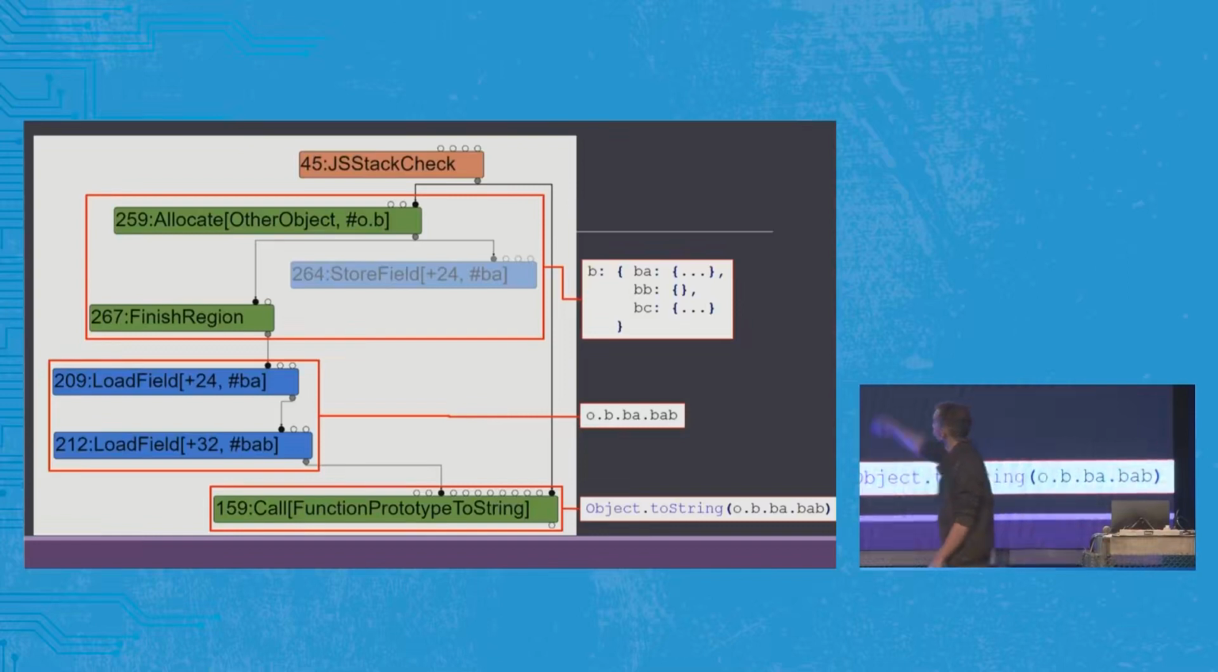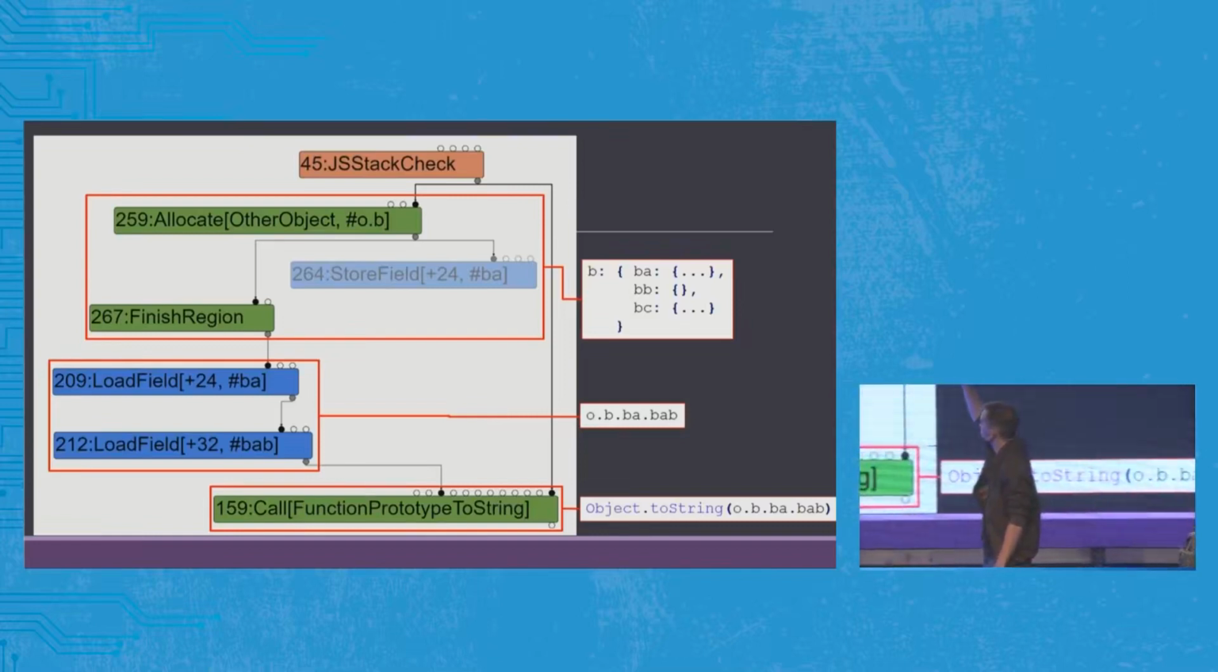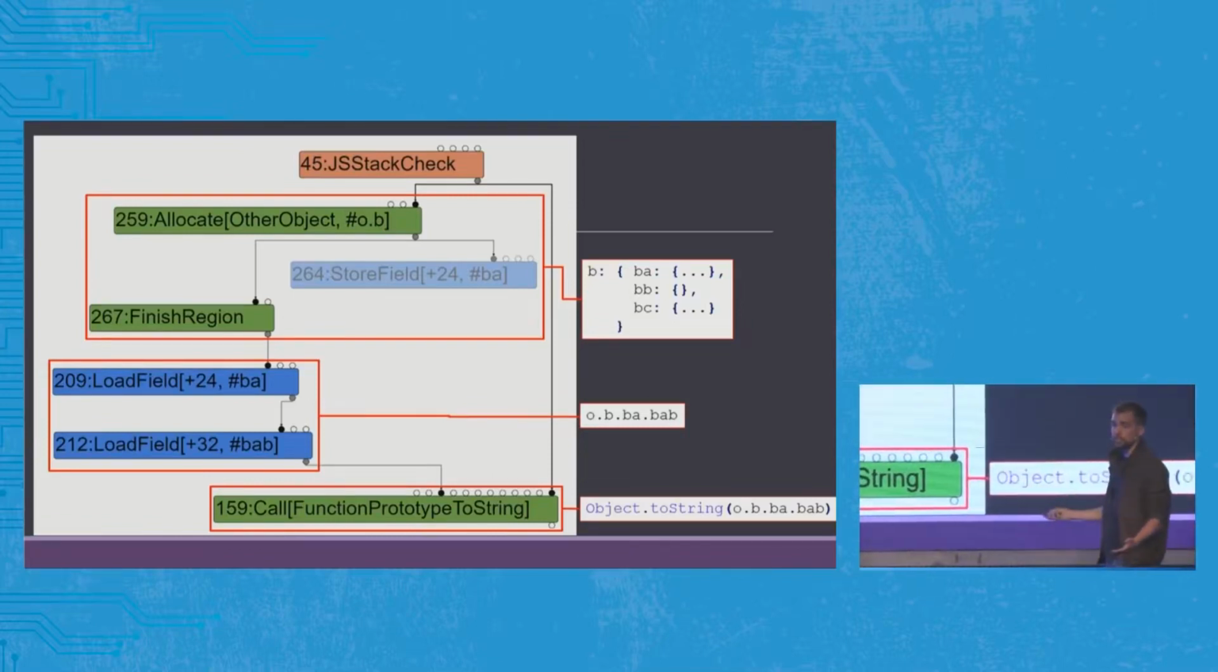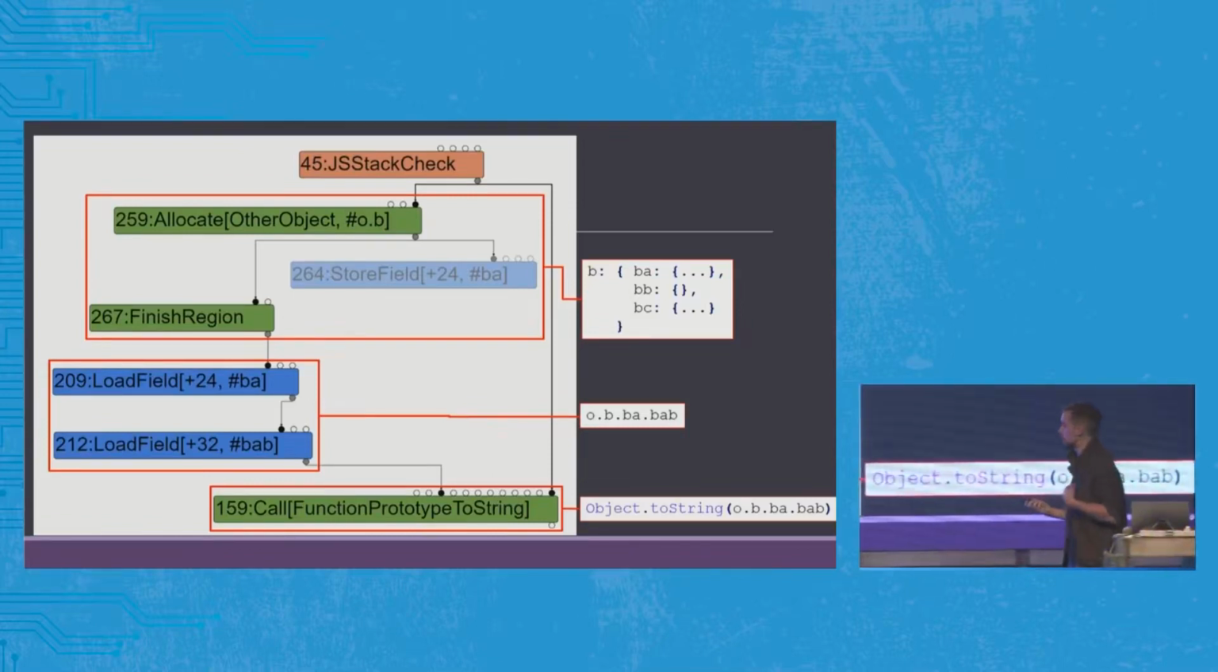And so because store field BA right here is not actually running, load field BA is going to be loading uninitialized memory from the stack, from whatever memory is being used to store local variables.